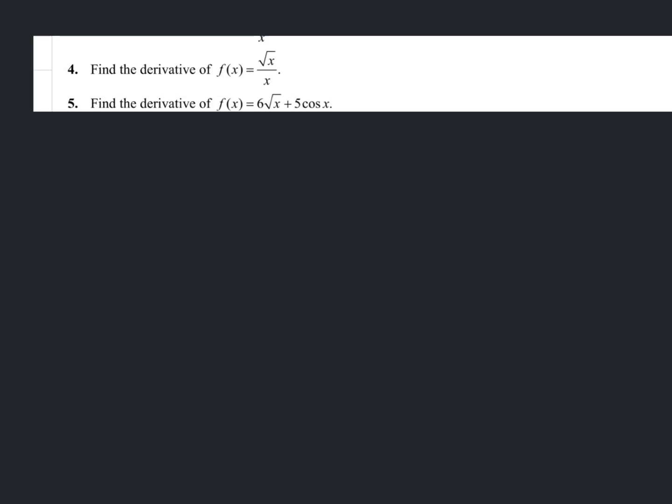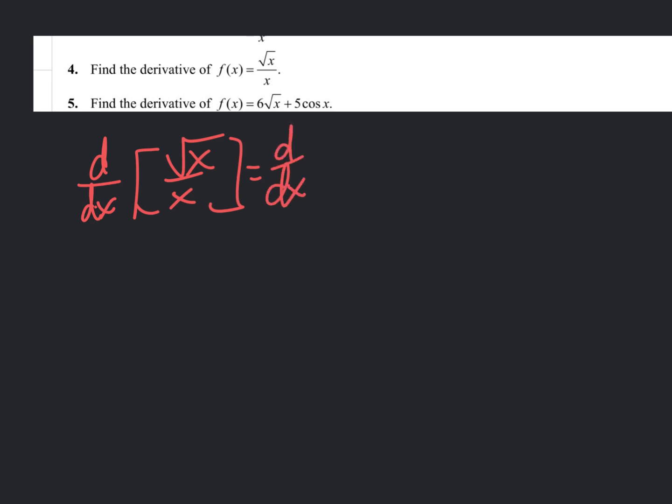Okay, we're going to do lesson 8, problem 4. We're going to find the derivative of f of x, which equals the square root of x over x. So we're going to start with the derivative d over dx of square root of x over x equals the derivative of the derivative of x.